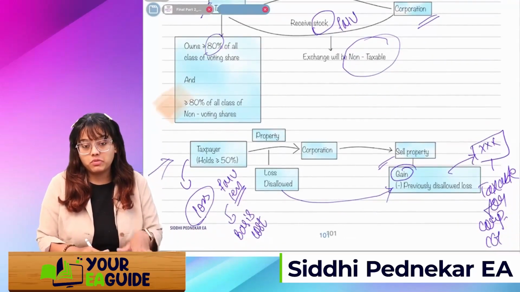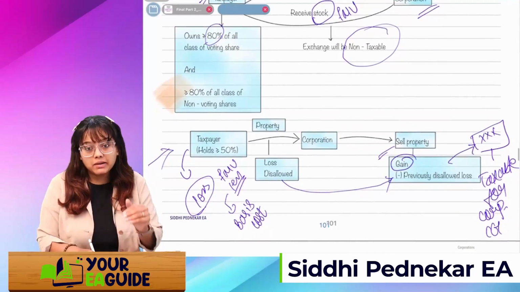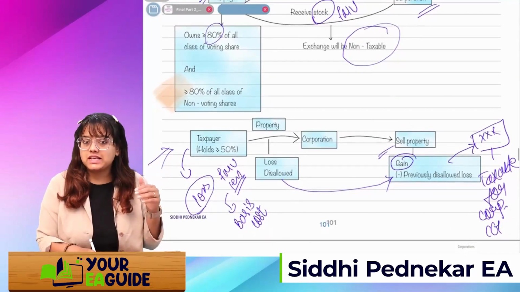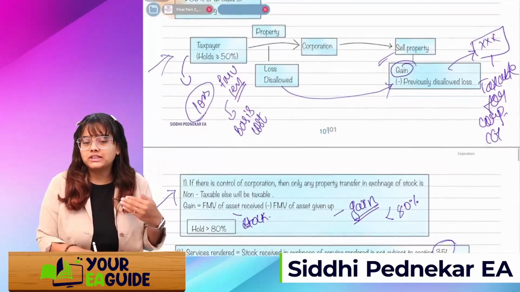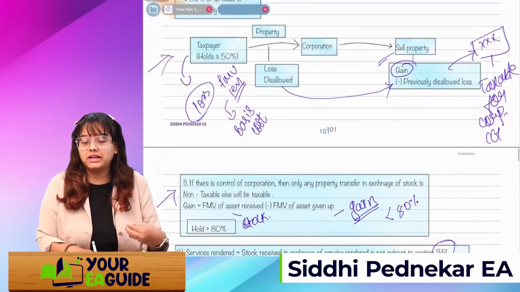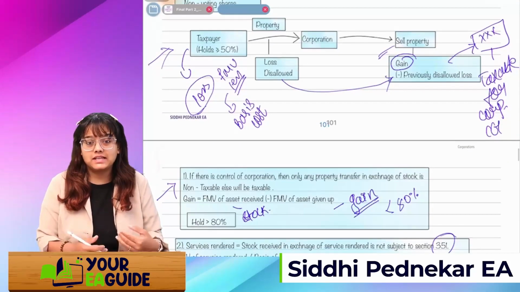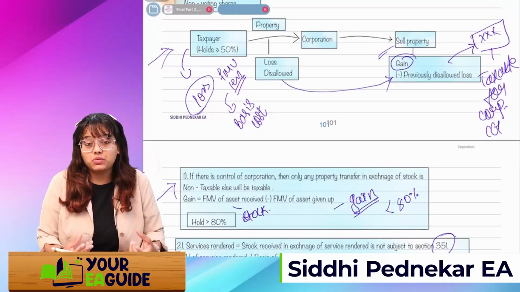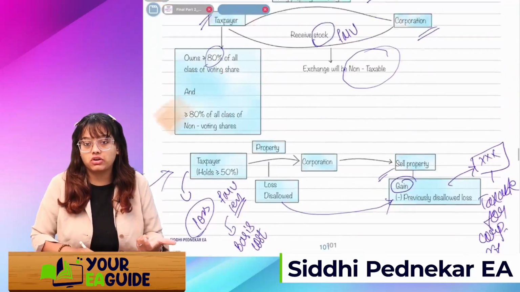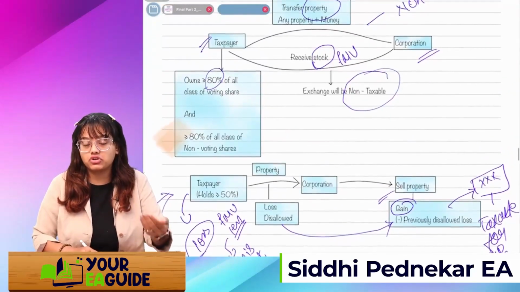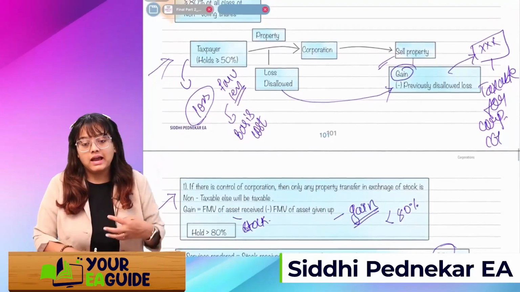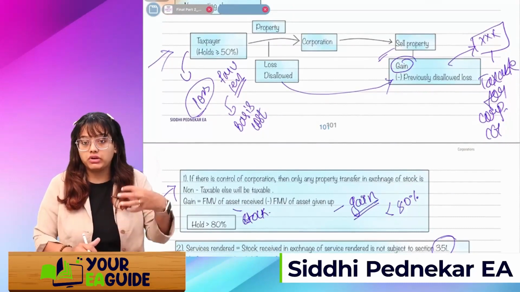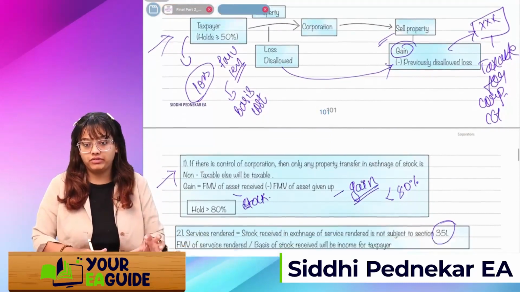If more than 50% or equal to 50% is held by me in the corporation, then the related party transaction will come into effect. If it's less than 50%, then you just have to make it taxable in your tax return as a gain. Just take the FMV of the asset received, which means the stock. Take the FMV of whatever stock you're receiving from the corporation and reduce the FMV of the asset given up, the property which you are giving up.